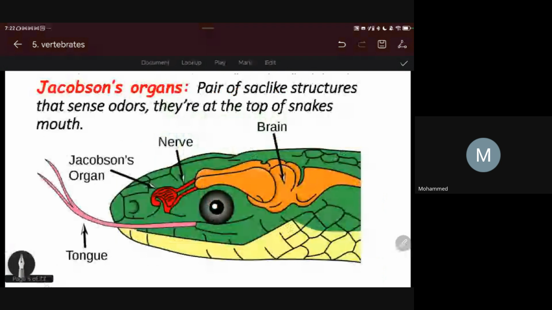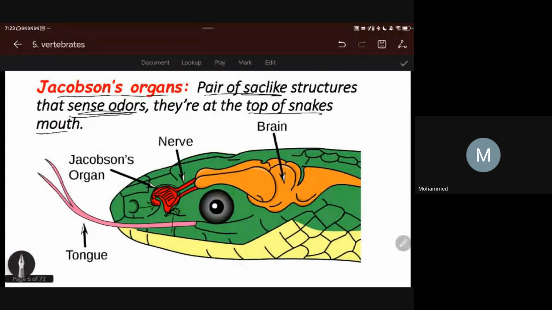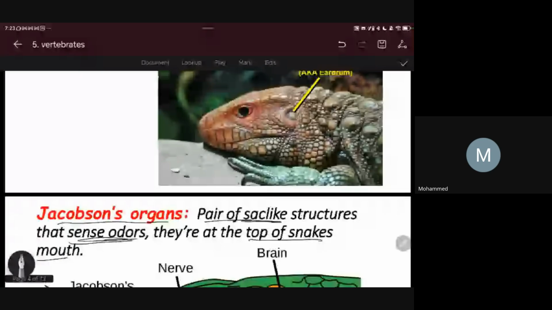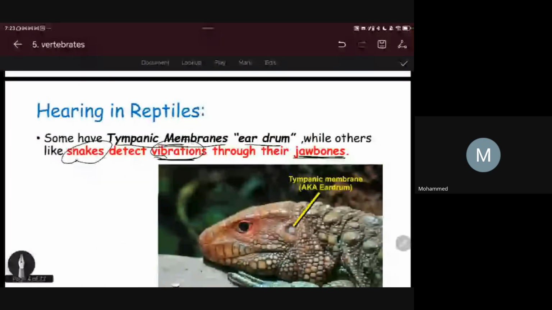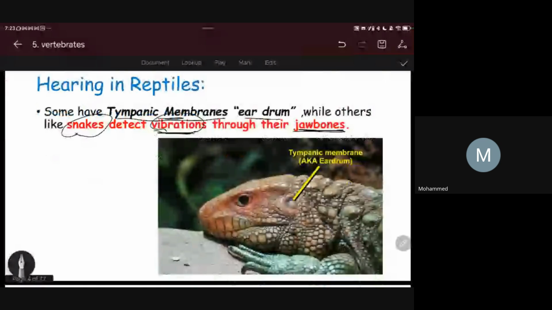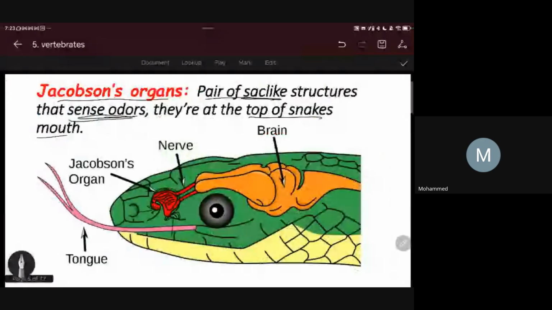Next we have something called the Jacobson's organ, which is a pair of sac-like structures, meaning it looks like a sac, and it senses odor, it senses smells. They're at the top of the snake's mouth, as you can see, right behind the nose. So now we have two important features: the tympanic membrane, which detects vibration or hearing, and the Jacobson's organ, which performs like a nose.